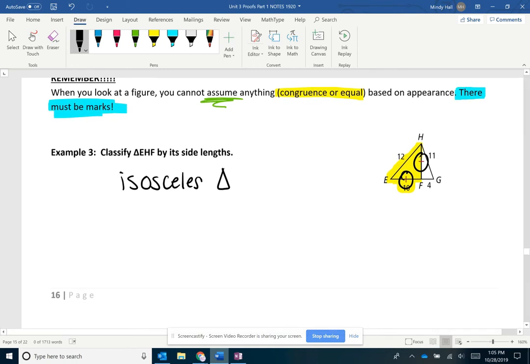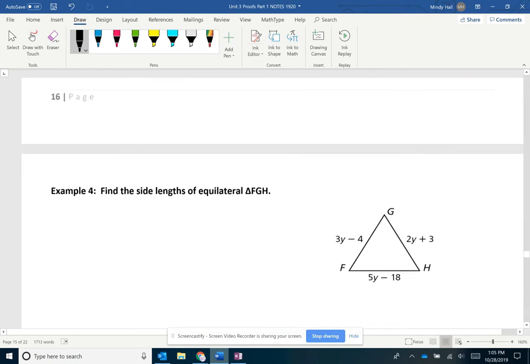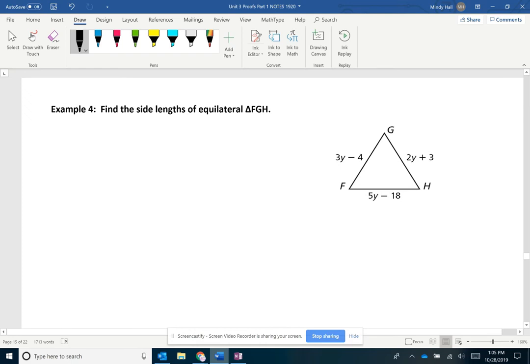So then, going on down, we want to find the side lengths of equilateral triangle FGH. Since we know it's equilateral, we know all of these sides are congruent to each other, so we can add little tick marks for ourselves. And since they're all equal, we can just set up an equation to solve for y and then see what we get.